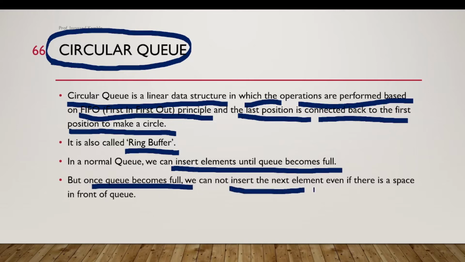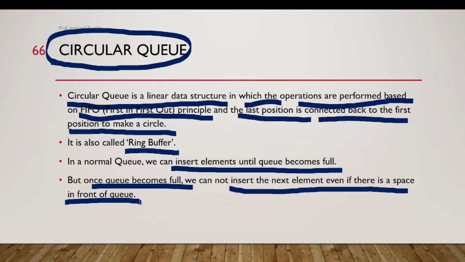In a normal queue we can insert elements till the queue becomes full, but once the queue becomes full we cannot insert the next element even if there is space in front of the queue. We have seen this limitation in the last lecture itself. We have 5 elements in the queue, size is 5, 1 2 3 4 5. Now the rear is pointing to the last element. When we delete 2 elements, as the queue is full we cannot insert a new element, but as we have deleted the first 2 elements, 2 spaces are available, still we can't insert the element. That was the limitation with the queue implementation that we have seen.